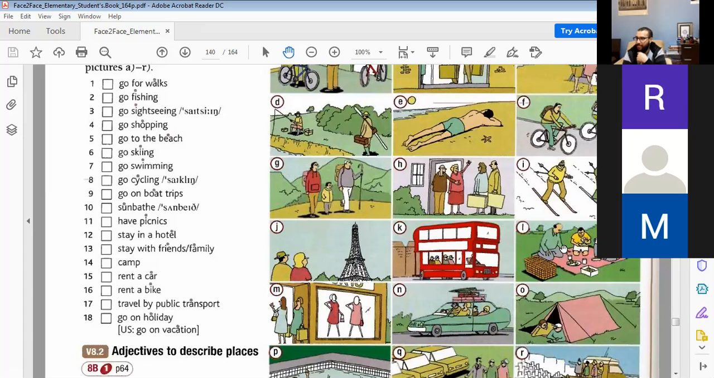We stay there. Okay, this is the closest thing to a picnic, right? Correct, yeah. This is an example of a picnic.